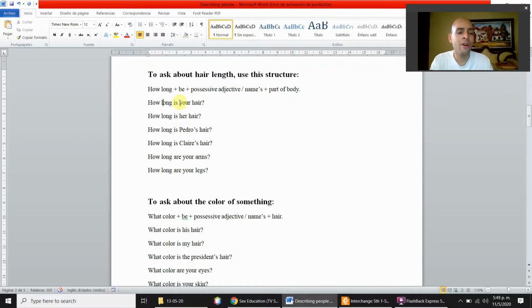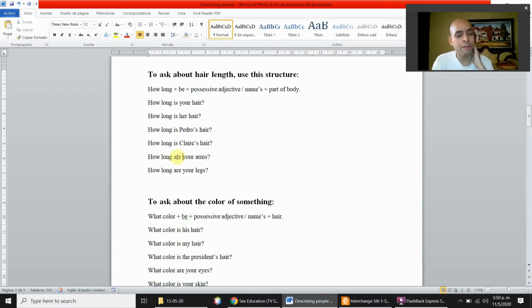For example, how long is your hair? My hair is non-existent. It's short, but that's my example. How long is the hair of that woman or that girl? How long is Pedro's hair? Yeah, a name with the possessive. How long is Claire's hair?